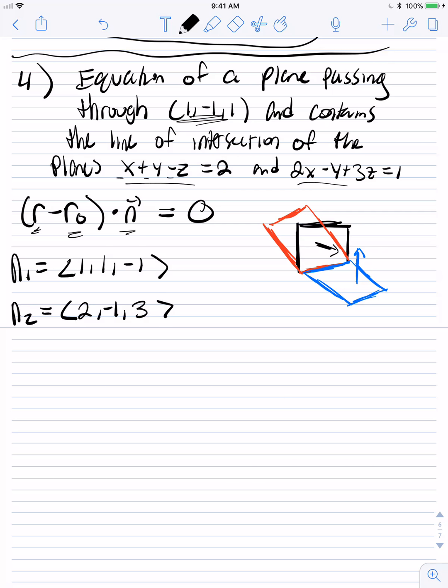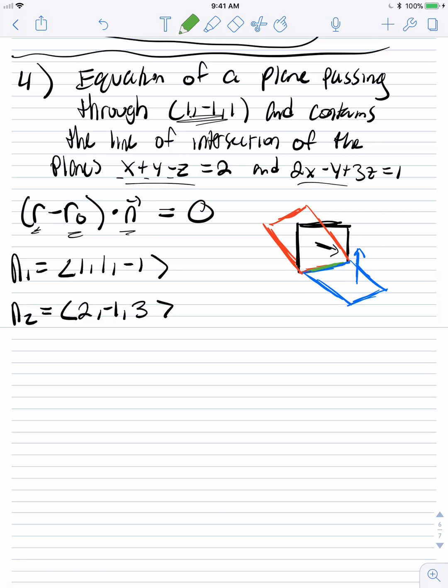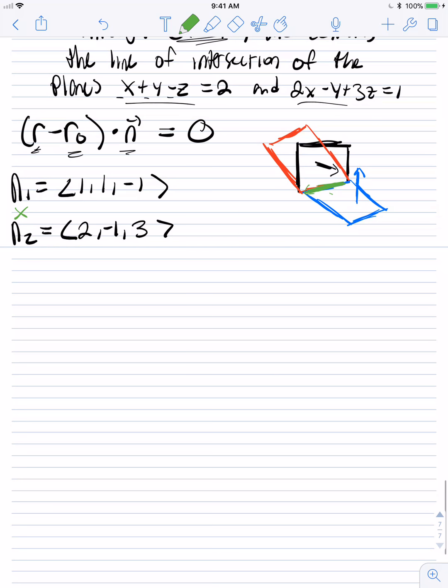So if we take the cross product of these two vectors, we get another vector that is perpendicular to both of them. But in this case, we also get a vector that is parallel to this line of intersection, which I will draw in green. That line of intersection is this green line right here. So taking the cross product of these two would give me a vector that is parallel to that line of intersection. So let's go ahead and do that.